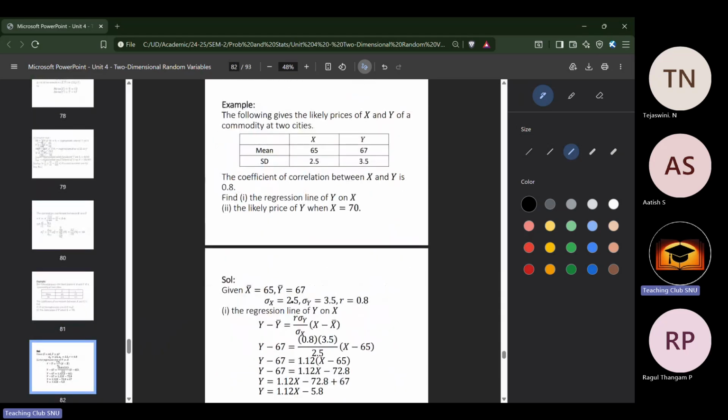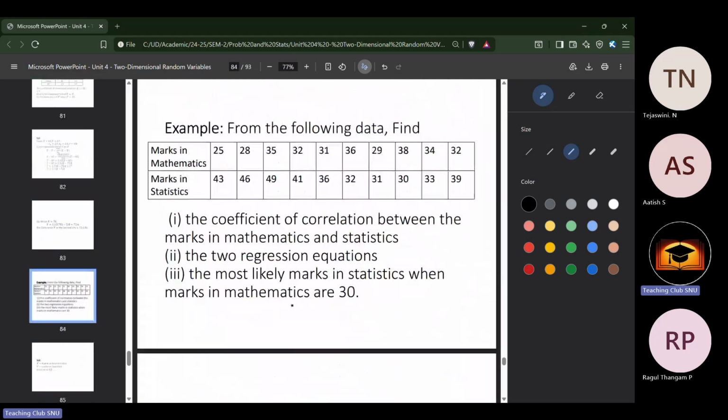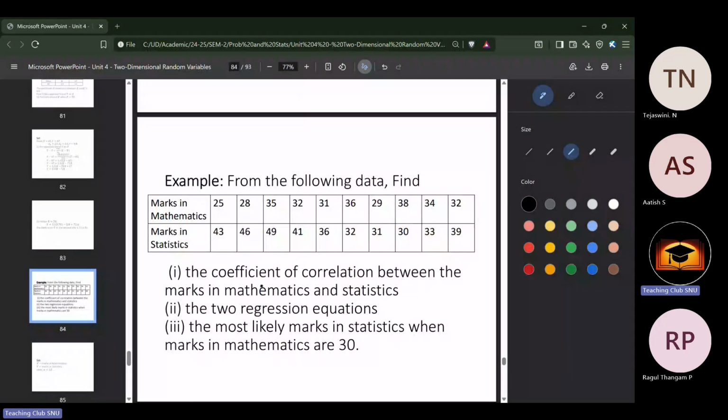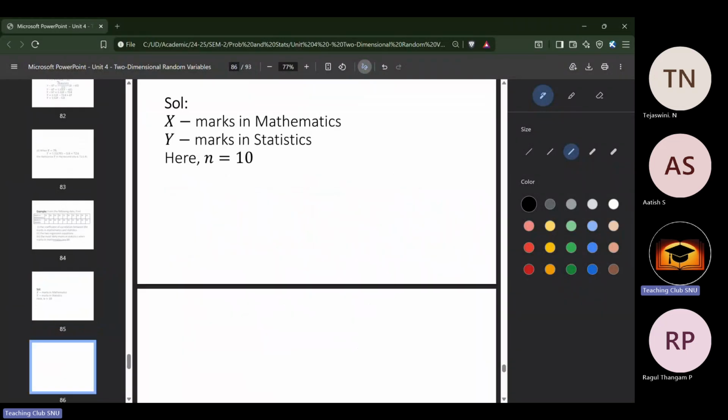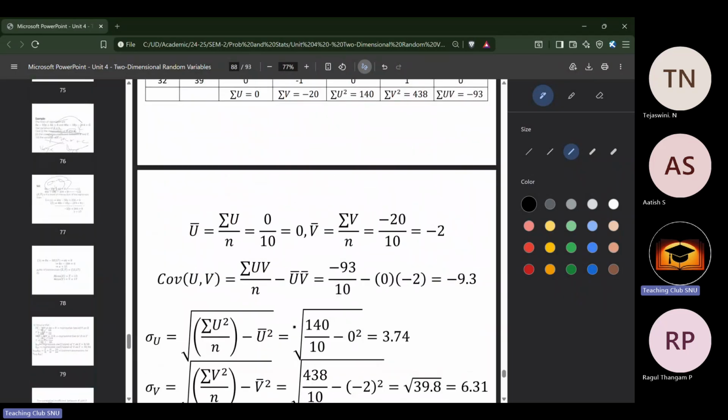Let's say you are given raw data like this. How do you find this? From raw data, finding the coefficient of correlation, regression equations, and substitution. So how do you do that? Same thing. Okay, you are going to use the same formulas. Firstly, you are making two random variables. One is x and one is y.